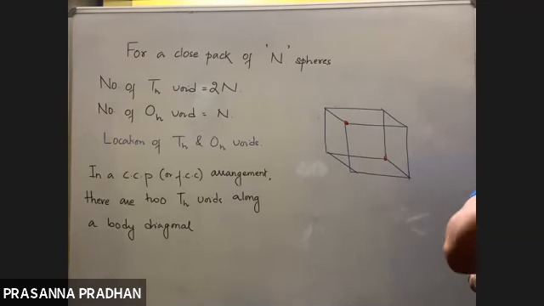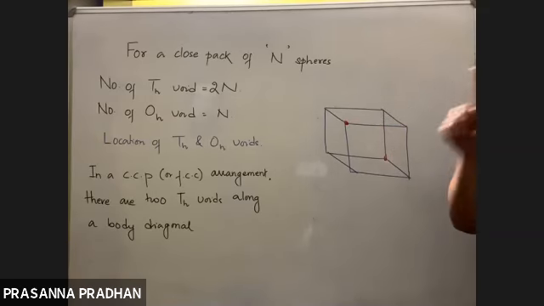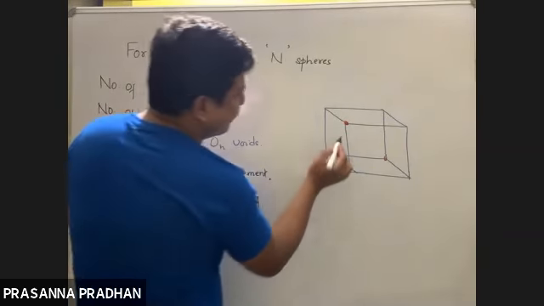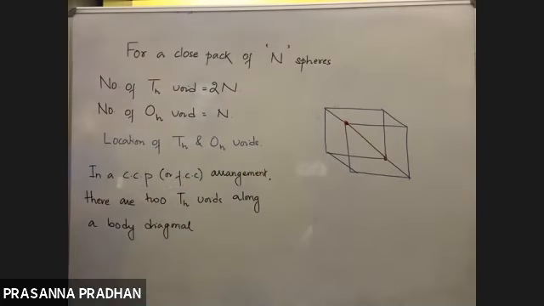तो 8 कॉर्नर्स कनेक्ट करने से कितना बॉडी डायगोनल मिलेगा? 2 कनेक्ट करने से 1 बॉडी डायगोनल, 8 करने से कितना? 4. Why are you getting confused? So it is body diagonal. ये एक body diagonal होगा.